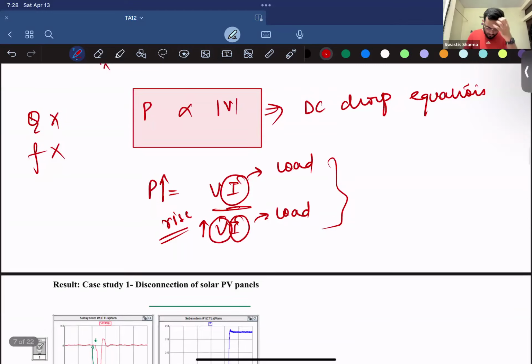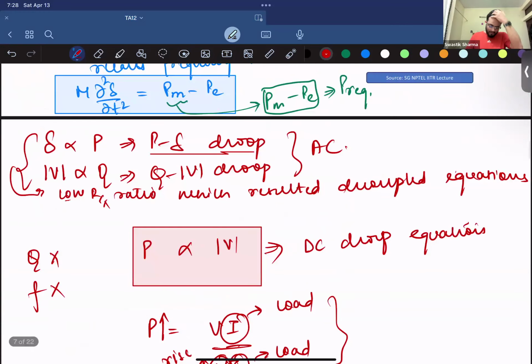So this is how it comes into being, right? And remember that I told you for a distribution system you don't have a very high R by X ratio. Sorry, the R by X ratio is very low. So your power is dependent on your voltage magnitude as well, because the earlier approach won't make sense as the assumptions no longer hold true. So your power is dependent on your voltage as well as on your frequency. The same thing happens in your DC side as well.